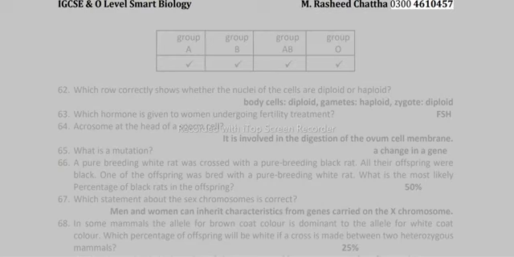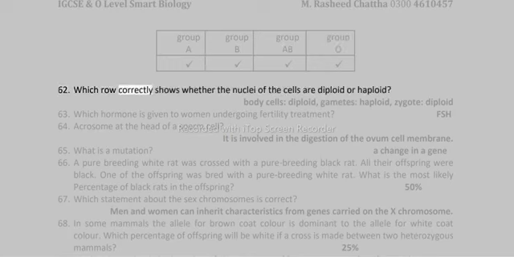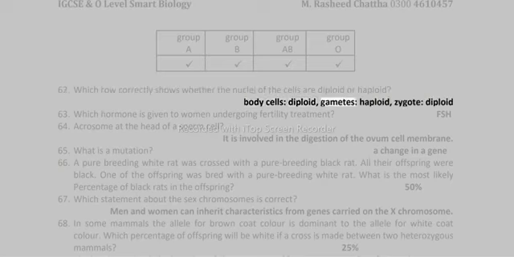Group A, Group B, Group A, B, Group O. 62. Which row correctly shows whether the nuclei of the cells are diploid or haploid? Body cells: diploid; gametes: haploid; zygote: diploid.